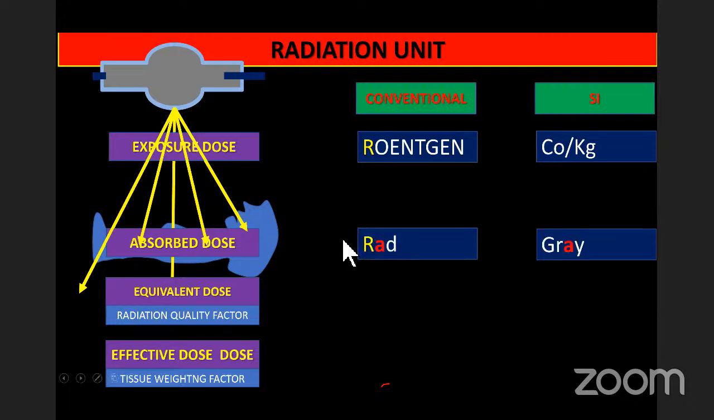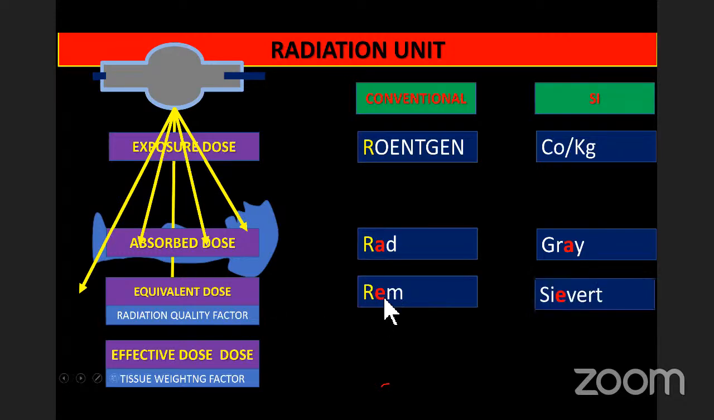The next thing is the absorbed dose, which is given by Rad and Gray. AD just suggests that it's the radiation absorbed dose. Equivalent dose is nothing but ED. So A for absorbed, E for equivalent. Again Gray for absorbed. Very simple to remember.